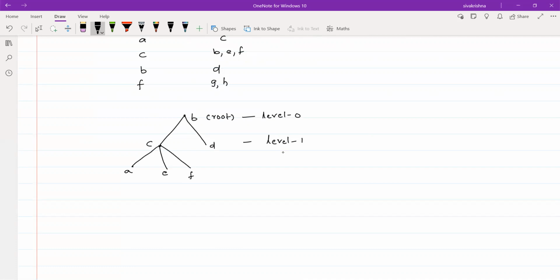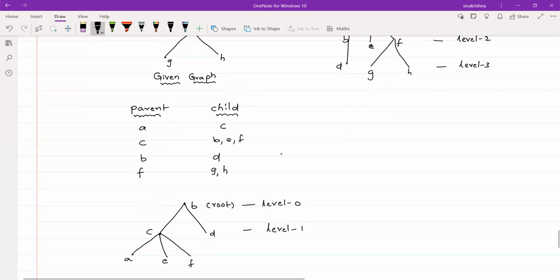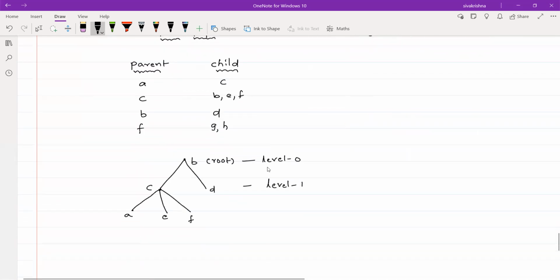Now coming to D, if you observe the graph once again, the edges incident on D is only one edge, from D to B. That we have already drawn, so we need not draw it once again. So level 1 is completed. Now coming to level 2. So these are all level 2 vertices.